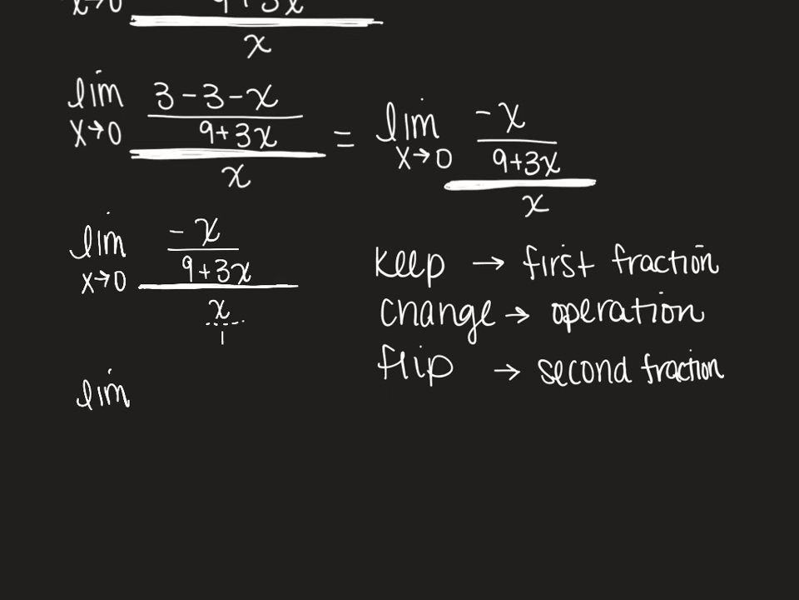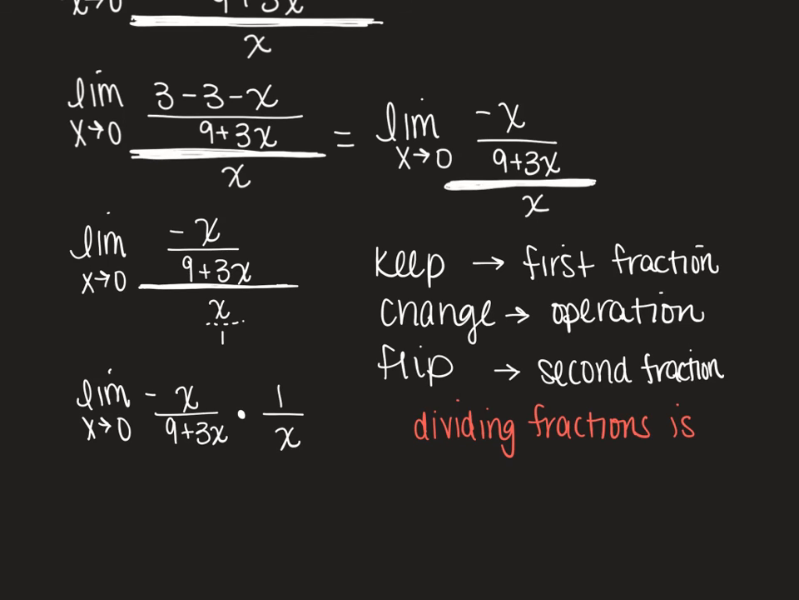So let's rewrite this again one more time. Limit as x is approaching 0. We're keeping our first fraction, we're changing our operation, and then we're going to flip our second. So that's now going to be 1 over x. Remember that our fraction bar is really like dividing, so we're changing it to multiplying. Another phrase you might have heard is that dividing fractions is like multiplying by the reciprocal. I use that phrase a lot as well. Whatever works for you, but keep, change, flip is nice, short, and it helps you remember exactly what to do.